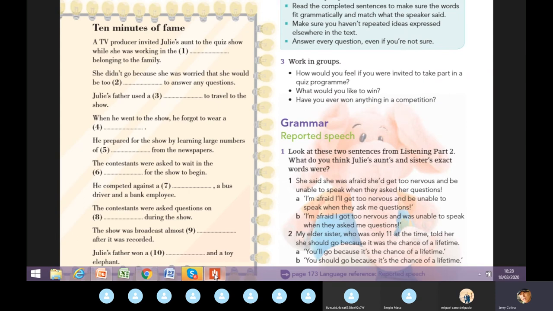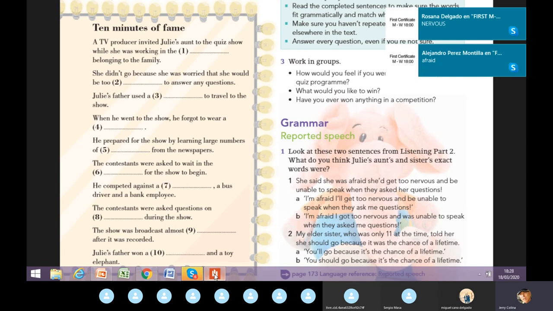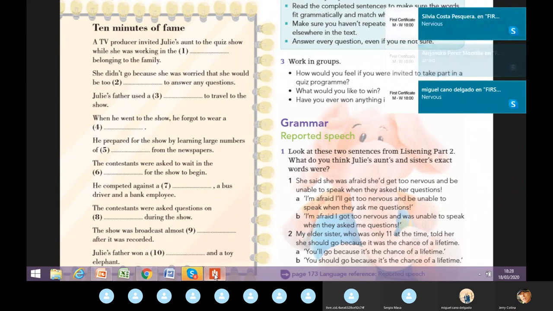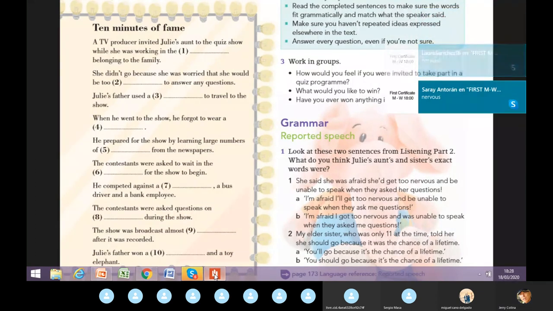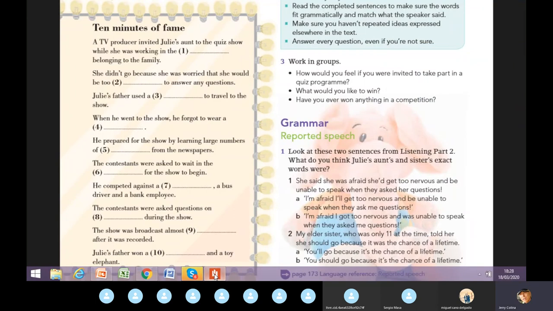She didn't go because she was worried that she would be too blank to answer any question. She was too what? Nervous, afraid for Alex, nervous for Mike, Rosie nervous, Sylvia nervous, Laura nervous, Sarai nervous. Well, excellent. The answer is nervous. She would be too nervous to answer any question.